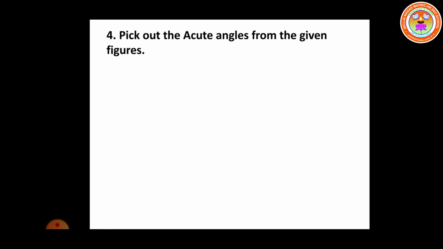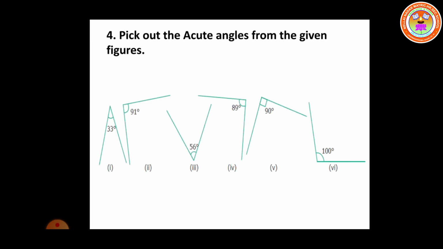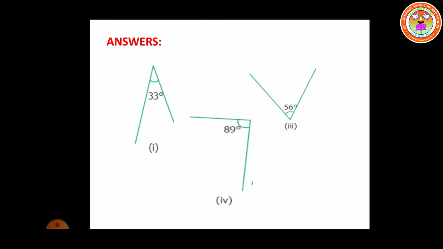Let us see the next one. Pick out the acute angles from the given figures. So see the given figures. Acute angle means less than 90 degrees. So here see the numbers. 33 degrees is less than 90 degrees. 56 degrees is less than 90 degrees. 89 degrees is less than 90 degrees. So those three are the only acute angles. So your answer is the figure 1 and the figure 3 and the figure 4.